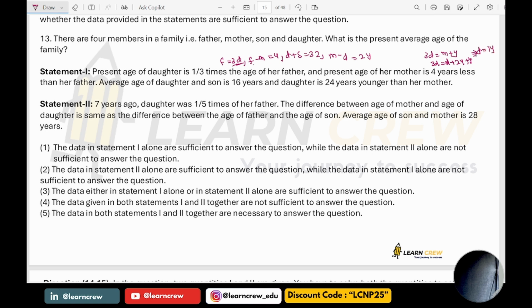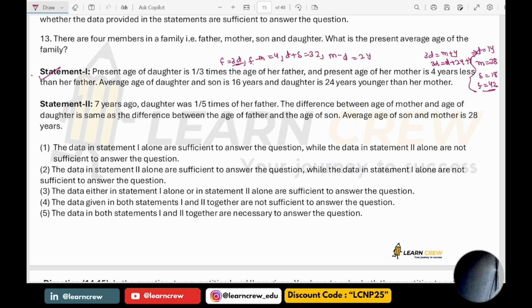If D is 14, then M would be 38. And if M and D are known, what would be the value of S? Because D plus S is 32, D is 14 means S is 18. So you got the D value, and the F value would be 42. You have all the ages, right? So you can find the average age of the family. So 1 is sufficient.